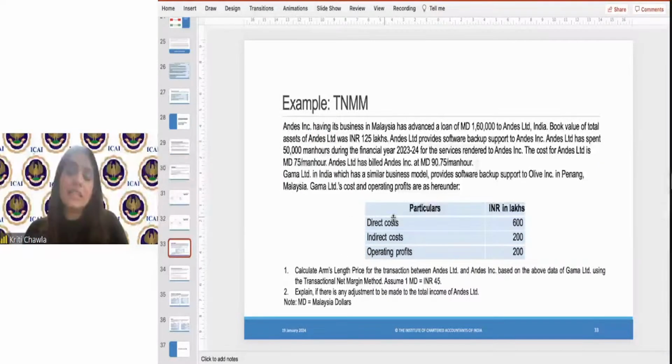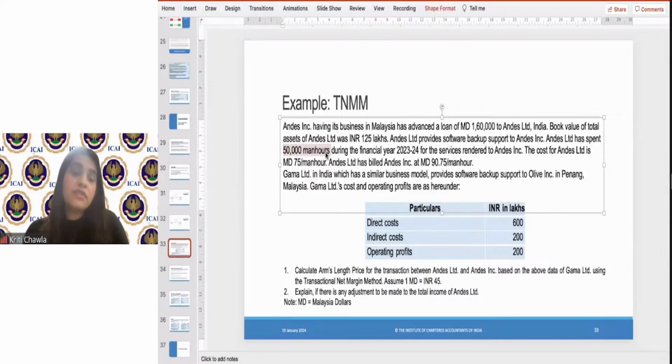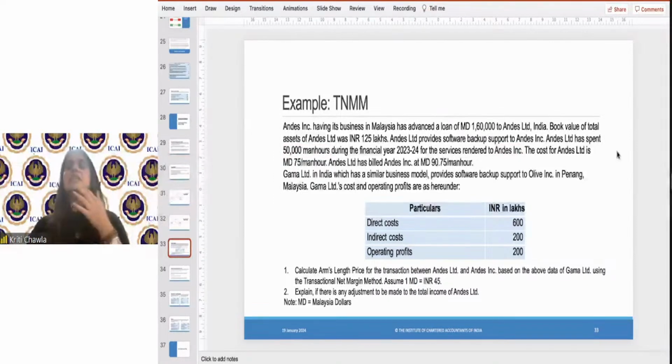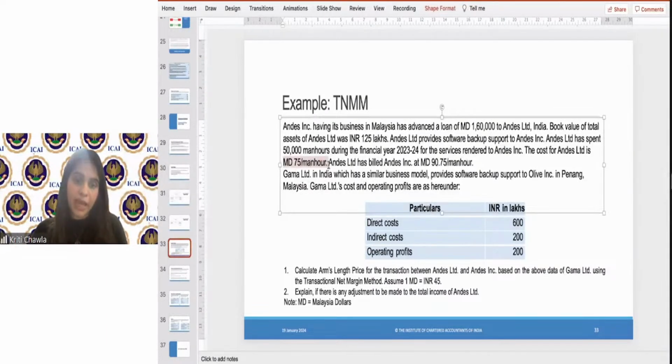57.6%. Now we have to see that Andes Limited has spent 50,000 man hours during this financial year for the services rendered to Andes Inc. They say that this Indian entity is providing services to the USA entity. They have spent 50,000 man hours in providing these services. The cost is MD Malaysian dollars 75 per man hour. So now you have the cost, and they have billed Andes Inc. at 90.75 per man hour.